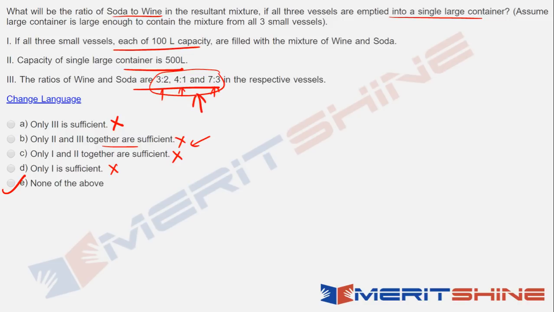1, 3 small vessels, each of 100 liters capacity. So you are saying these are the individual ratios, and then the capacities are equal. Then you mix them, you can calculate it. But would we calculate? No, we would not calculate. We just know that this is not sufficient. Just a look and we know it's not sufficient.